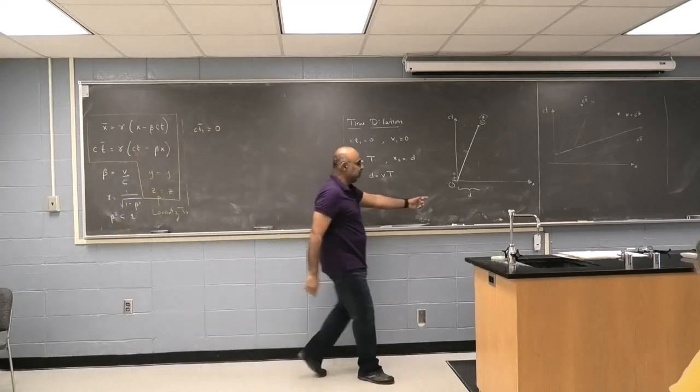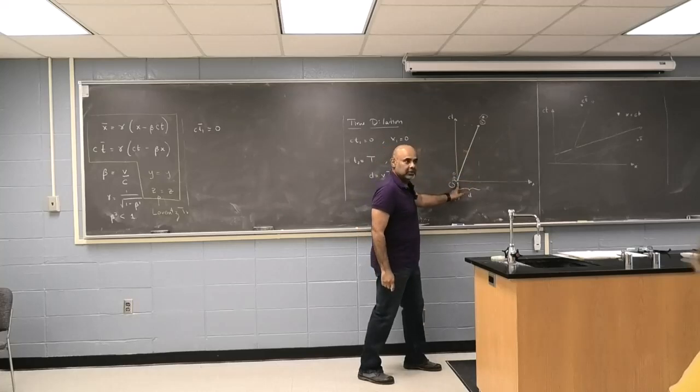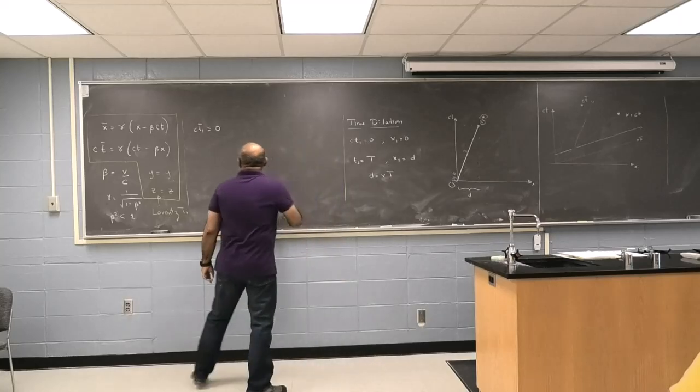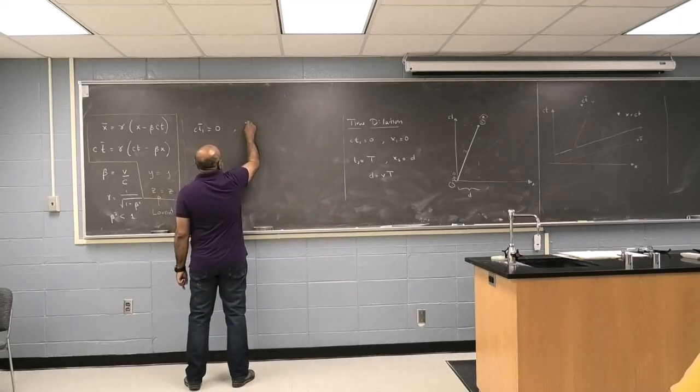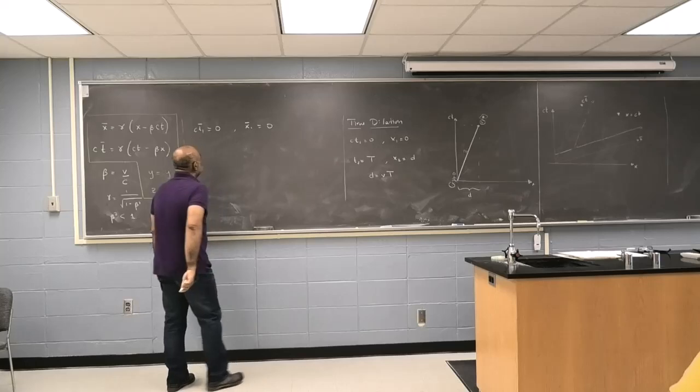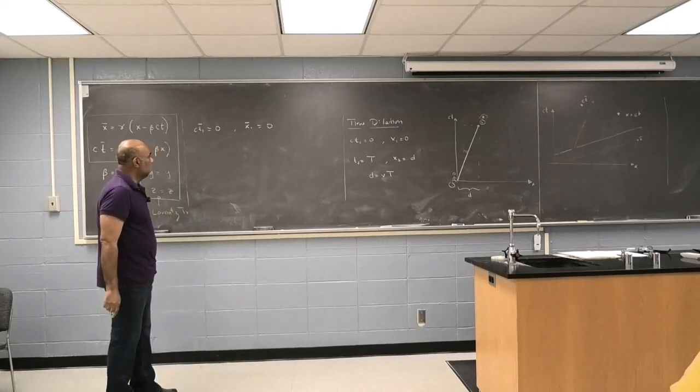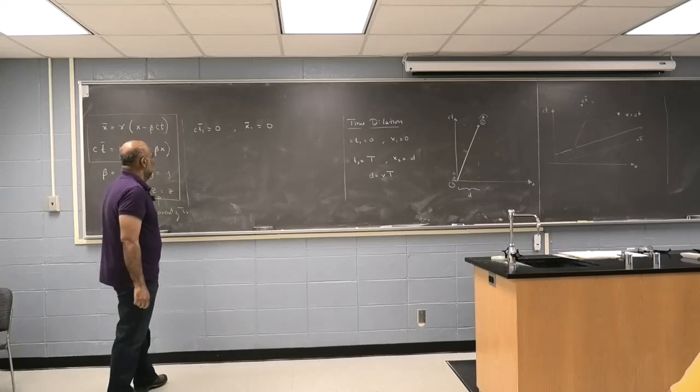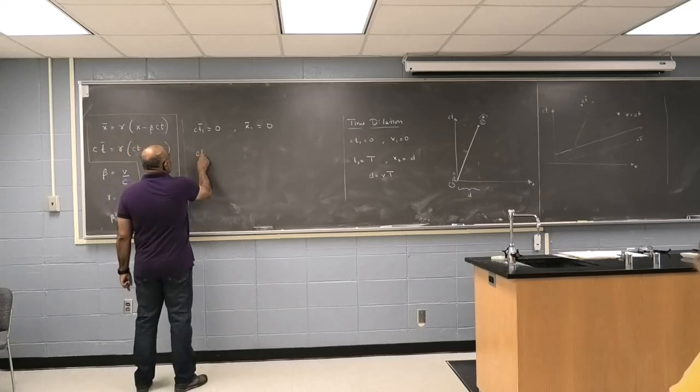The twins synchronized their clocks when they got started. 0 goes to 0, and x1 bar is equal to 0. My question is, what is CT2?